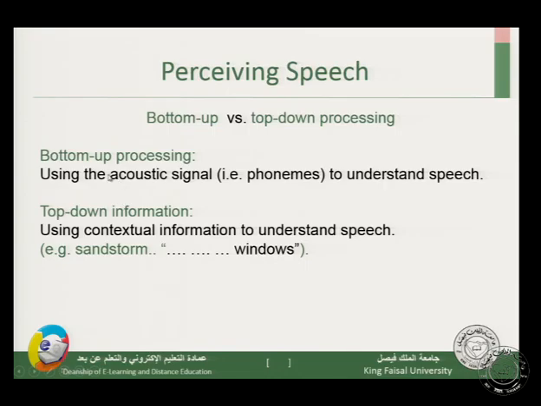Acoustic starts with A, bottom-up starts with B. A and B follow each other in the English alphabet. So acoustic, bottom-up, A and B. Hopefully this is going to be helpful to you as you are studying for the exam, to differentiate between these two kinds of processes or language processing, bottom-up and top-down.